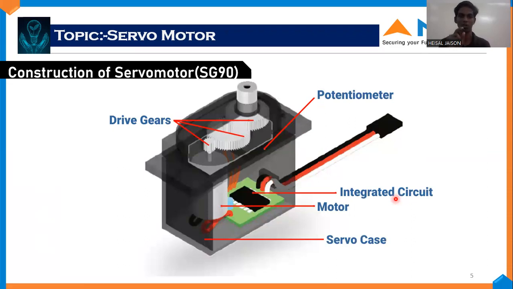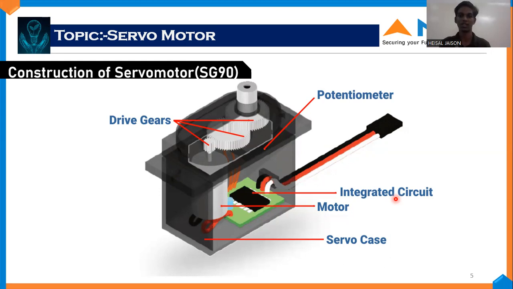So pulse means on, off, on, off. That is converted into voltage. Then it is given to the comparator. Comparator means voltage comparing, that is, the input voltage and the feedback voltage. So if it is higher or lower, then it will tell the motor what to do accordingly.